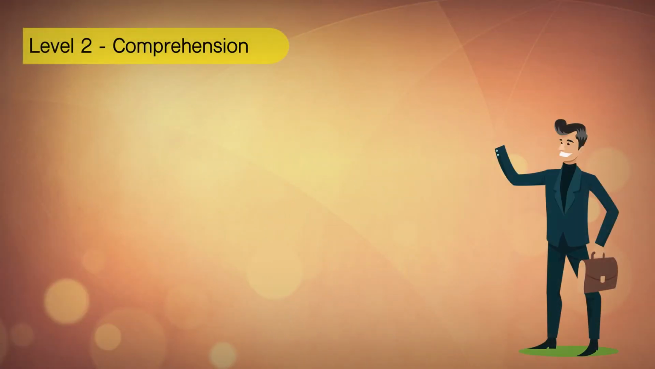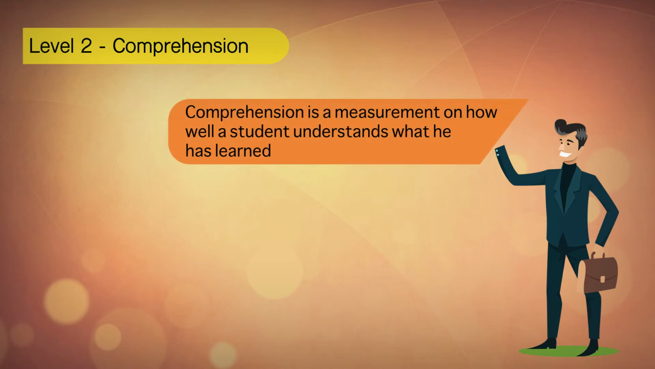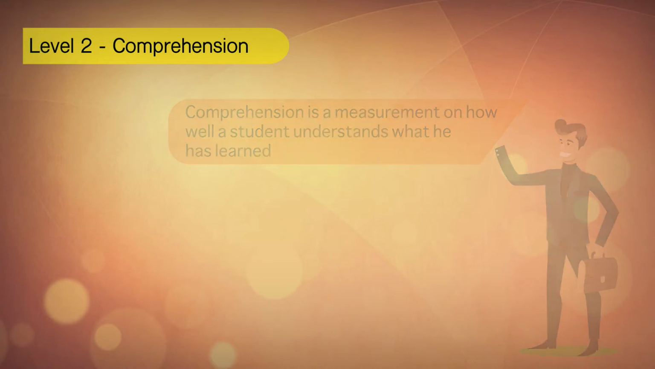At level 2, it is comprehension. In this level, this is a measurement on how well a student understands what he has learned. It involves the process of interpreting and expressing what the student has learned in his own words.